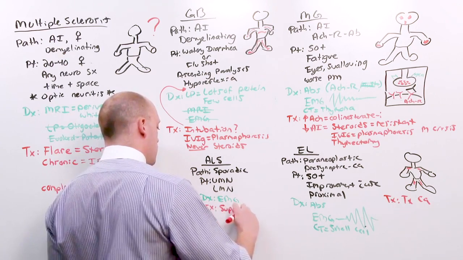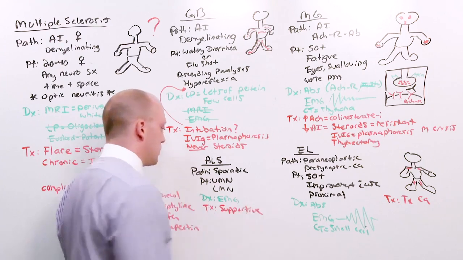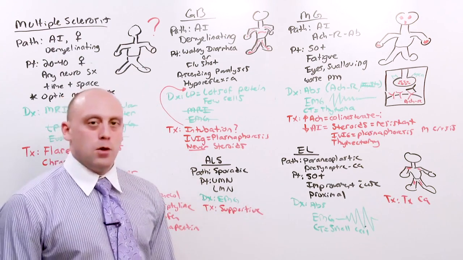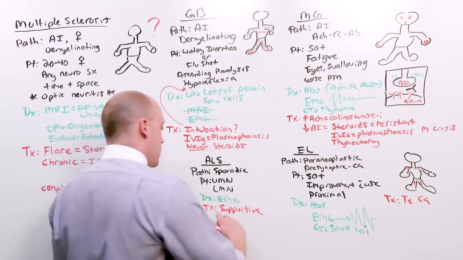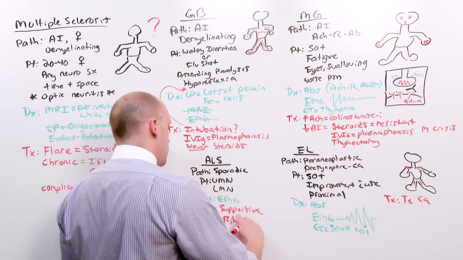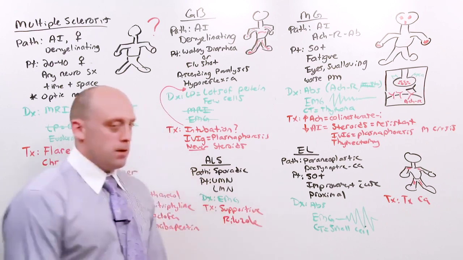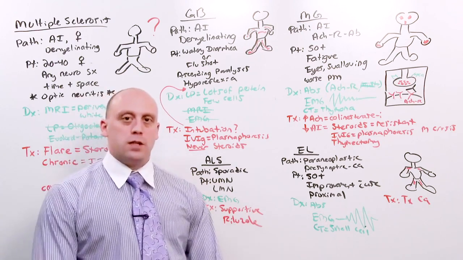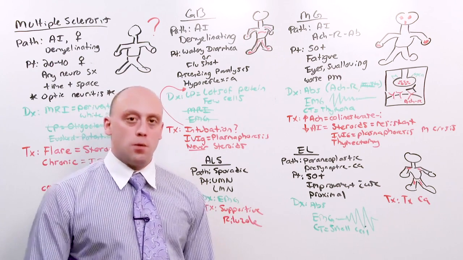These patients die because eventually all their muscles fail and they can't breathe. Riluzole is a medication that gives them 3 months to live. I know this was a long one and there's a lot of detail, but we parsed it down to the must-knows for weakness.